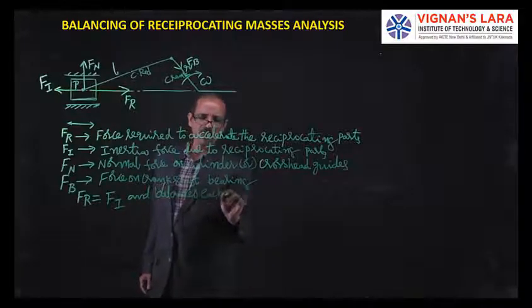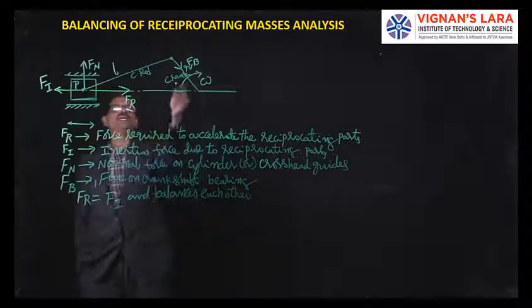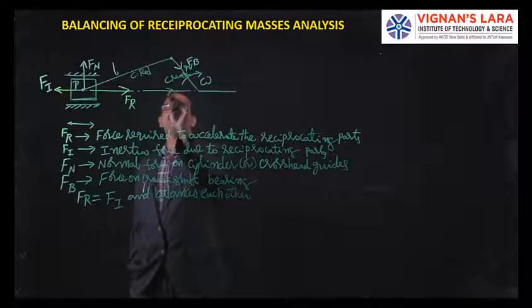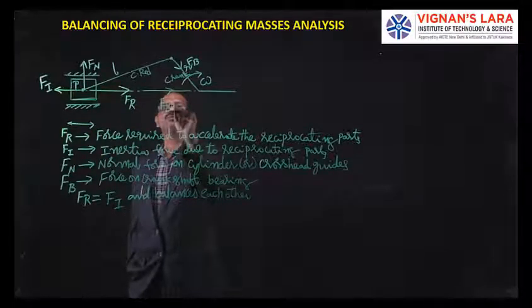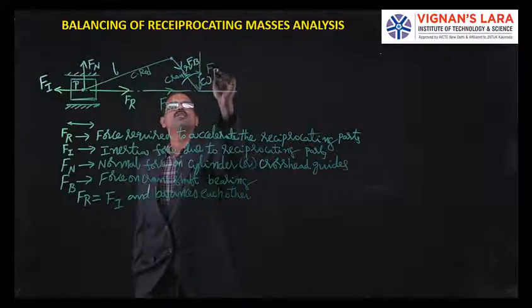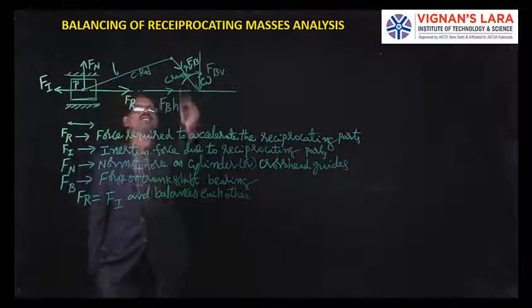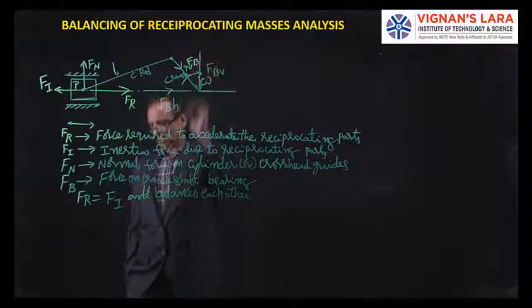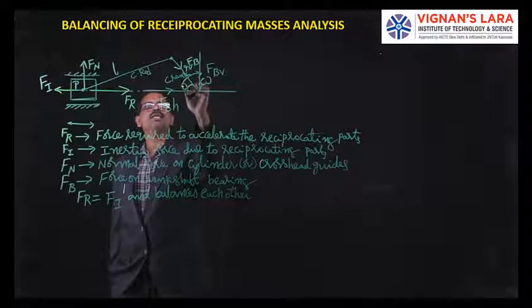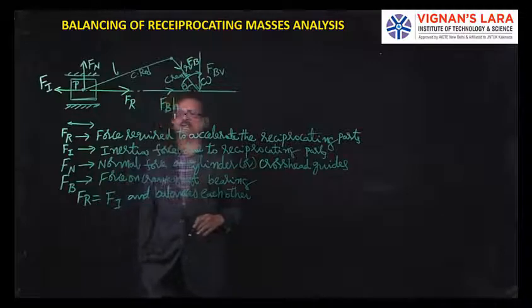And it balances each other. Then coming to the Fb, this Fb can be resolved in two components. One is the horizontal component Fbh, and another one is the vertical component Fbv. So Fbv and Fbh are the components which are resolved horizontally and vertically. The crank is making an angle theta with the line of stroke.